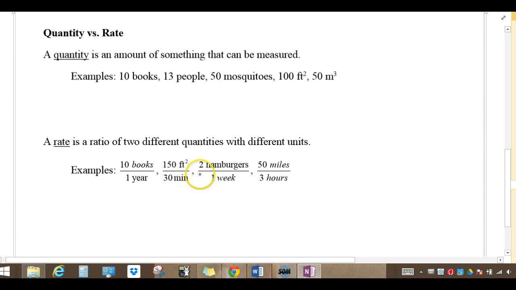And then we can have weird examples like 2 hamburgers every 1 week. So maybe that's the average amount of hamburgers a college student eats per week. So 2 hamburgers every 1 week. So different quantities, different units. And then finally, something like 50 miles and 3 hours. So we have two different quantities, two different units. So I have miles and hours. And this should be a very familiar rate, miles per hour, except that it's not per 1 hour, it's per every 3 hours. So different quantities, different units define a rate.